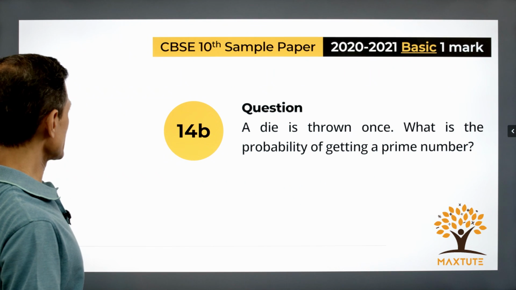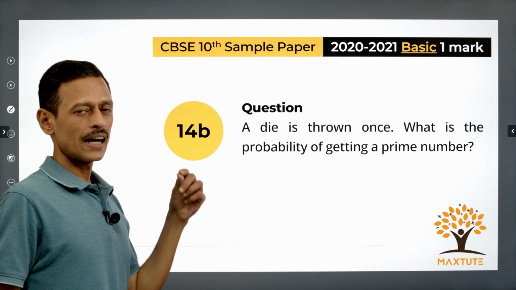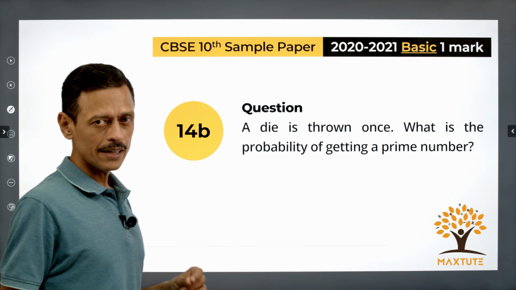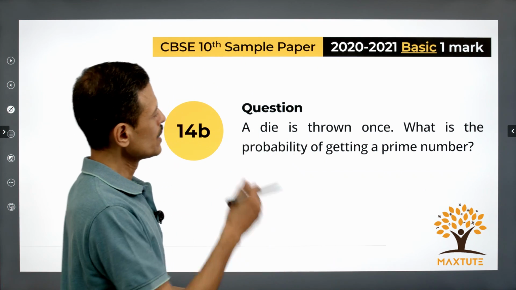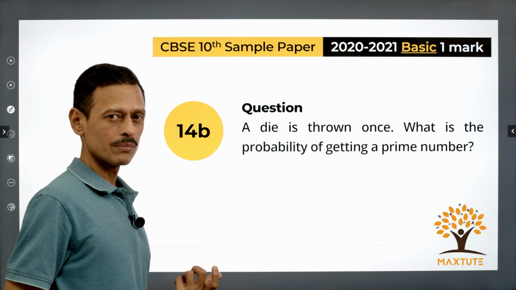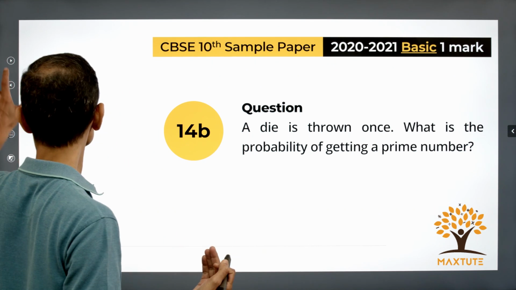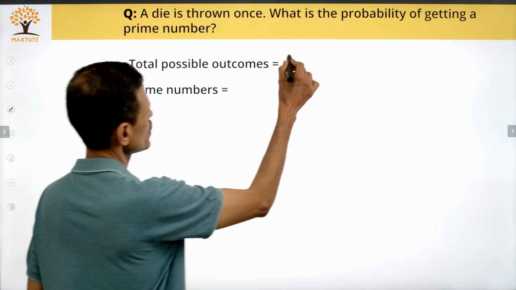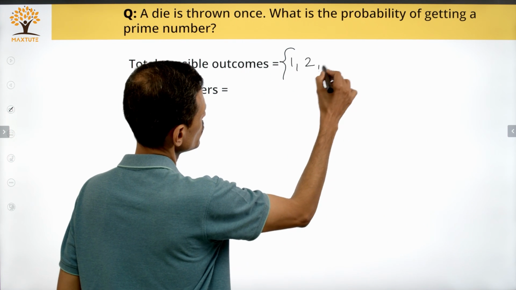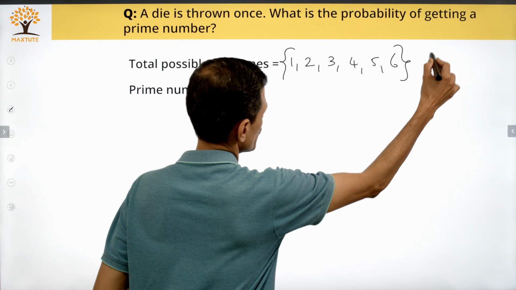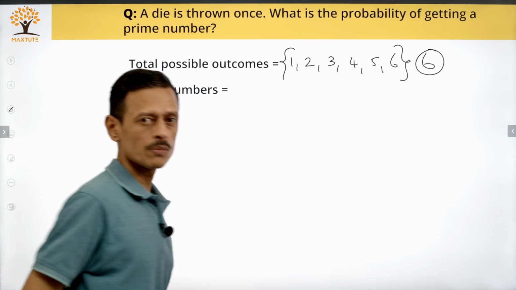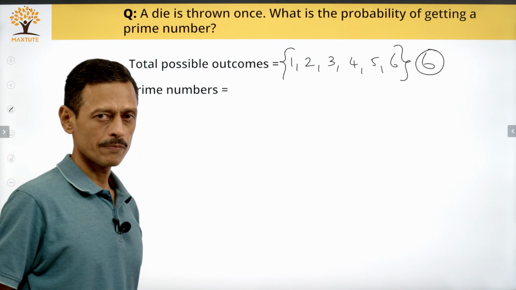So move on to the next internal choice within this, which is 14b. Again a probability question. Throwing a die. Only one die is thrown and it is thrown once. What is the probability of getting a prime number? When you throw a die once, what are all the possible outcomes? Outcomes are 1, 2, 3, 4, 5, 6. These are the outcomes. So you have a total of 6 possible outcomes when you throw a die once.